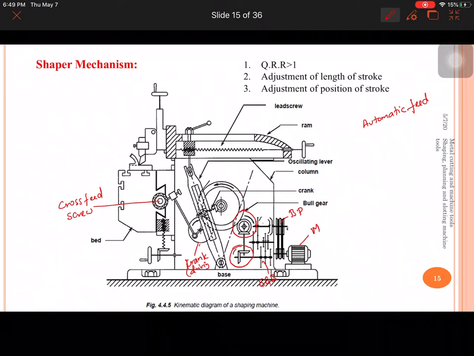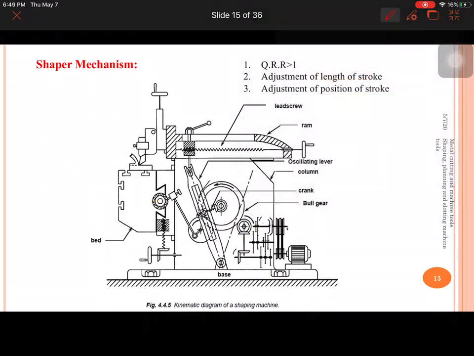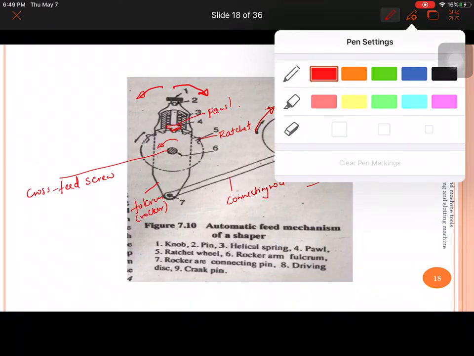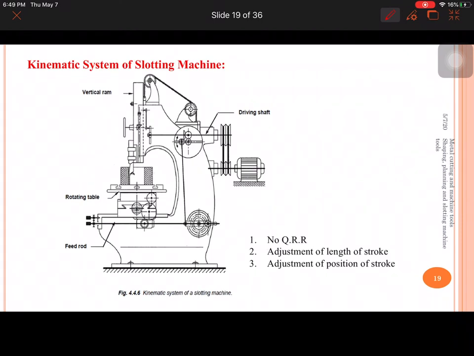So what exactly happens here is, during the forward stroke, there is no motion transferred from this fulcrum to the ratchet wheel, and so there is no cross feed movement for the table. But during the return stroke, that is the other half of rotation of the driving disc, the motion is transferred to this cross feed screw through this fulcrum, and so we achieve this cross feed movement. This is what is related to the automatic feed motion of the shaping machine.